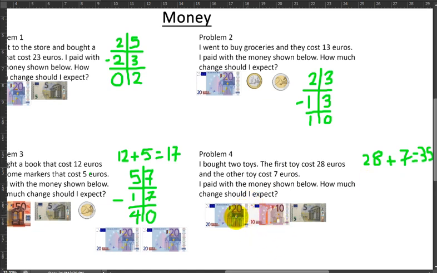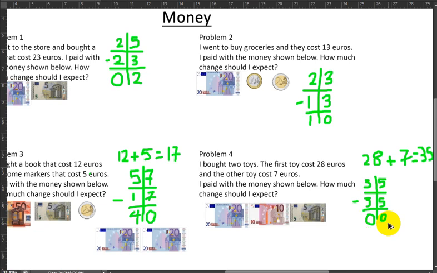Now, what did I pay with? I gave a 20, a 10, and a 5. How much is that altogether? 20 and 10 makes 30, and another 5 makes 35. So I need to do 35 take away 35. Now, I could make the shape, put 35 here, and the other 35 here, and do subtraction, do take away. 5 take away 5 makes 0. 3 take away 3 makes 0. And get my answer, 0.